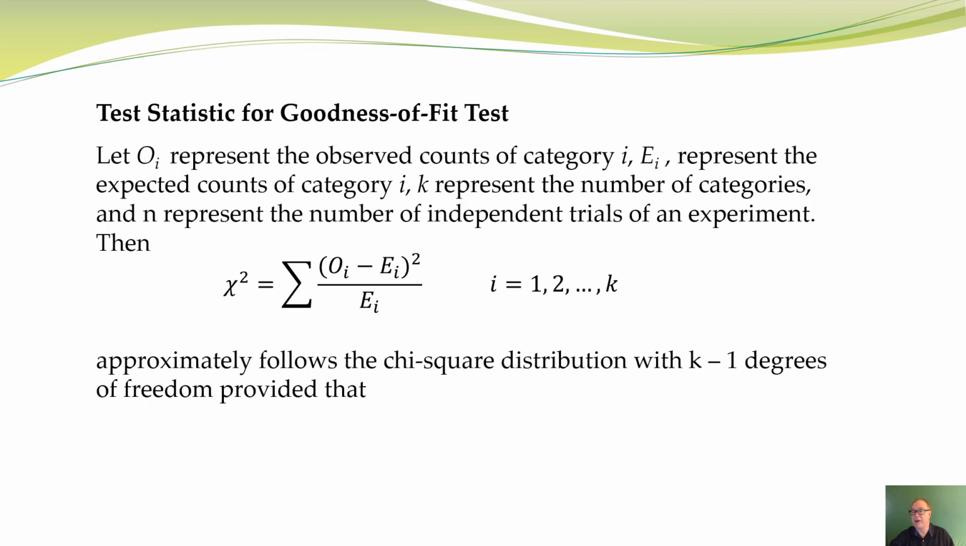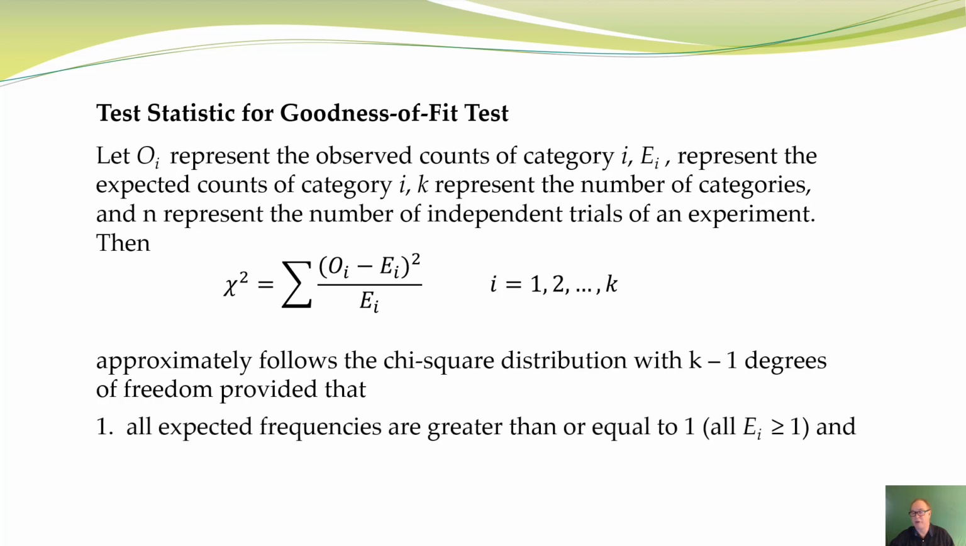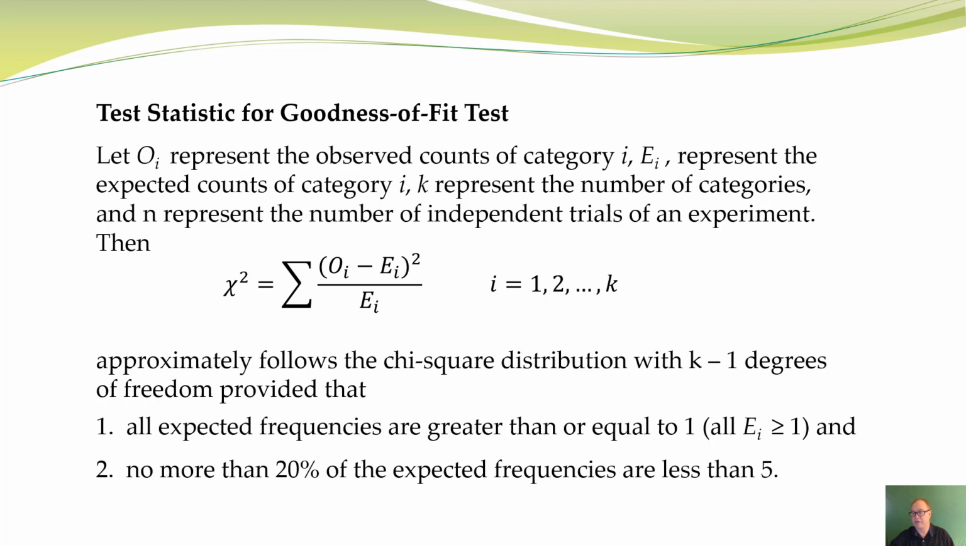Now, here are some things you have to keep in mind. Number 1, all expected frequencies are greater than or equal to 1. That means all E sub i are greater than or equal to 1. So that's one thing that has to be true if you're going to run a goodness of fit test. Second, no more than 20% of the expected frequencies are less than 5. I've noticed in some of the homeworks, they reverse this. They say more than 80% of the expected frequencies are greater than 5. So keep that in mind. No more than 20% of the expected frequencies are less than 5, or 80% of the expected frequencies are greater than 5.